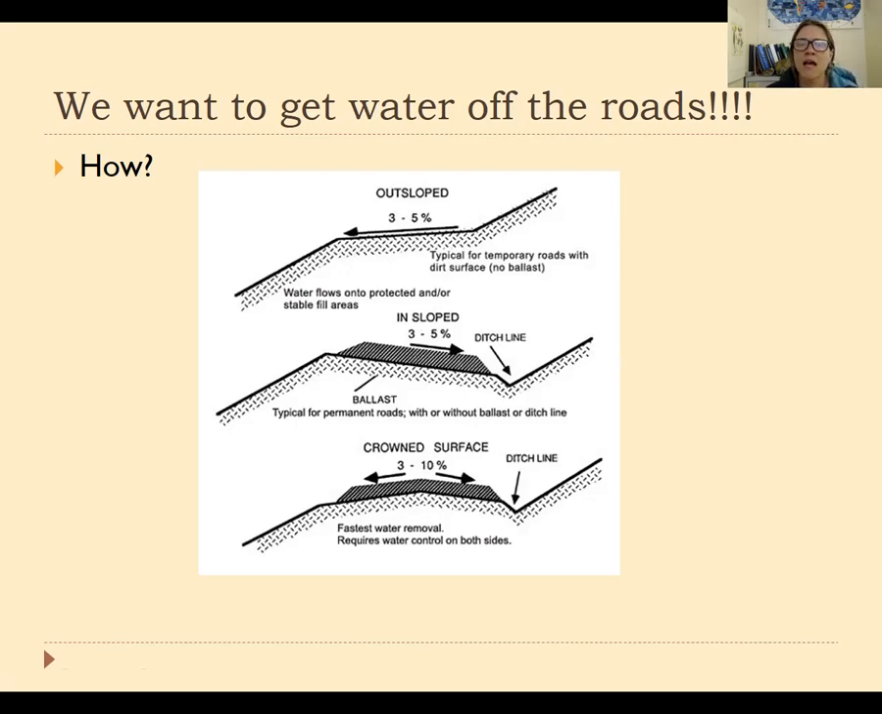On the other hand, many dirt roads with a little bit more engineering are insloped roads, where the slope of the road is actually tilted back against the hillside. And then there's a drainage ditch in between the hillside and the road. And then there's periodic culverts, which are big pipes that run from the ditch under the road and then to the downslope side of the road that drain out that ditch.